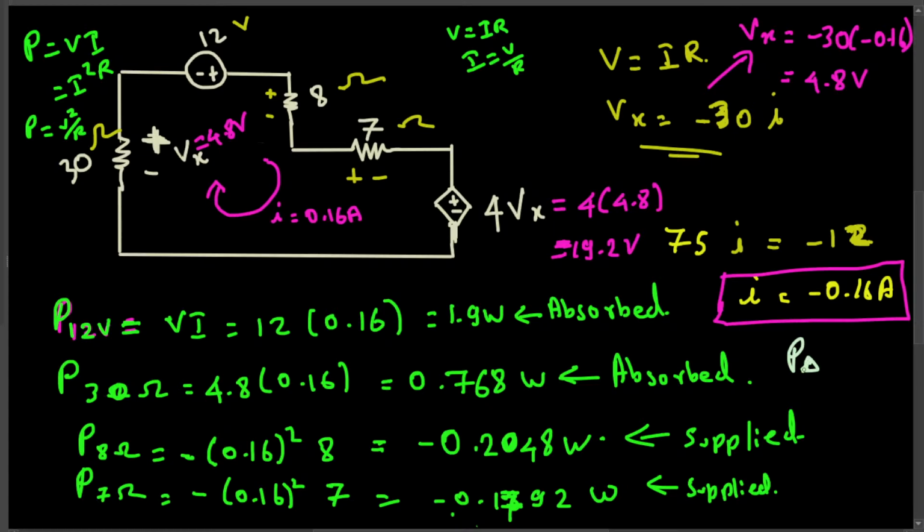Let's put a diamond shape for it. Which equation can we use? We know the voltage and we know the current, so VI. 19.2 times the current, let's put a negative here, 19.2 times the current, that's 0.16, and that's going to give us negative 3.072, and this is supplied.